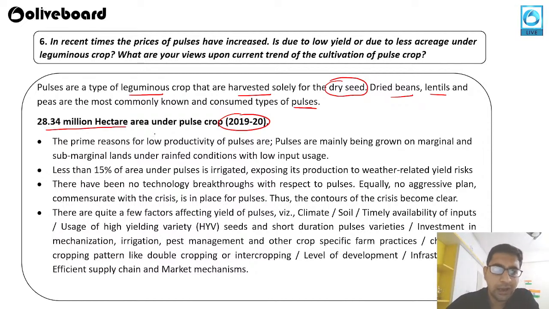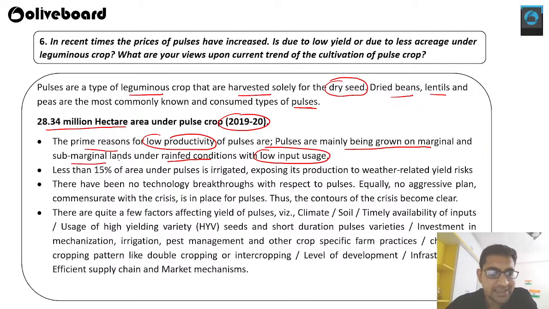So the main prime reason for low productivity is that pulses are mainly being grown on marginal and sub-marginal land. On that also under rain-fed conditions, that is why they have low input usage. Okay, less than 15% of the area of the pulses is irrigated, the rest is all dependent on the monsoon. So that is why they are exposed to weather related risk.